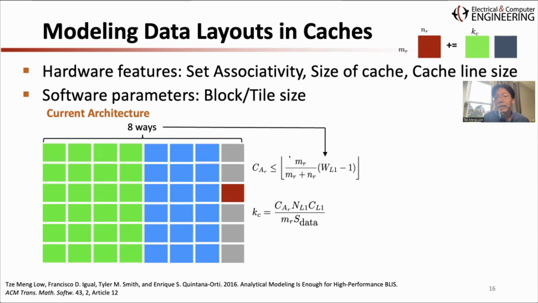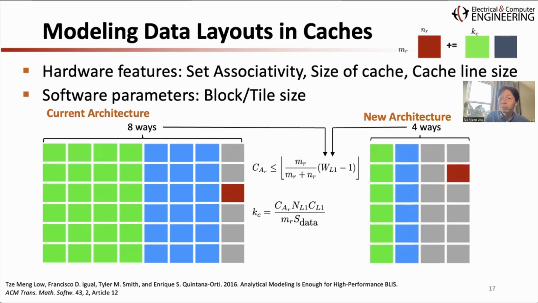Then I just need to split the 2 matrices, A and B, or green and blue, within the 7 ways left. That's what this formula is trying to say: just split them so that you fill up the cache as much as possible. And once you figure it out, the value of KC can be predicted based on the associativity of the cache.